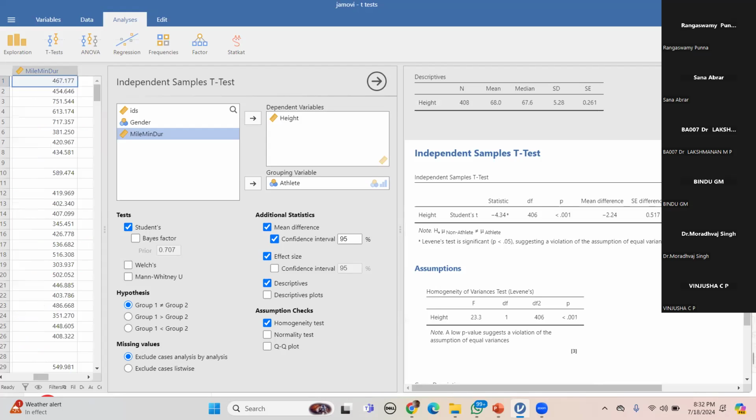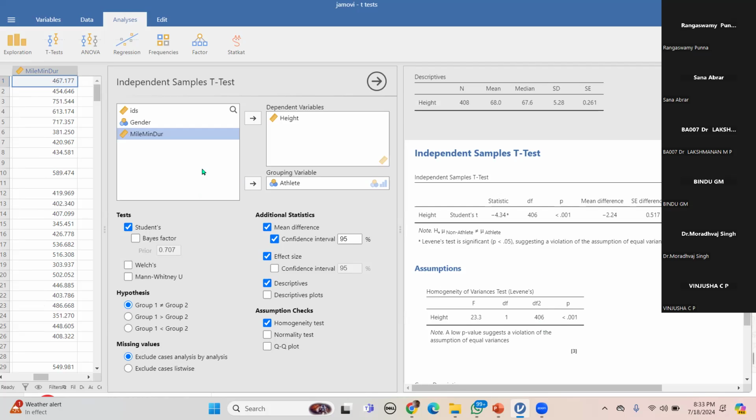It should be on the opposite side. For example, the lower level is 1.23 and the upper level is 3.26. This means that for the total population of 408 people, the mean height difference between athlete and non-athlete lies between a lower level of 1.23 and an upper level of 3.26.